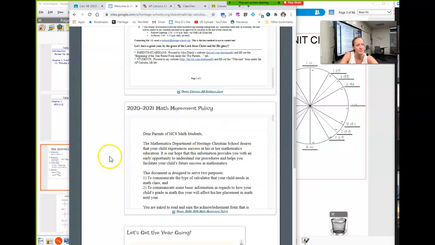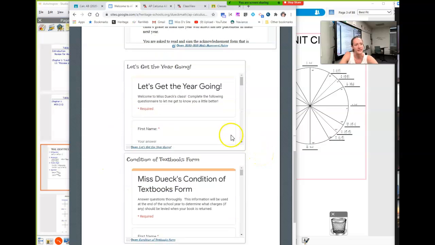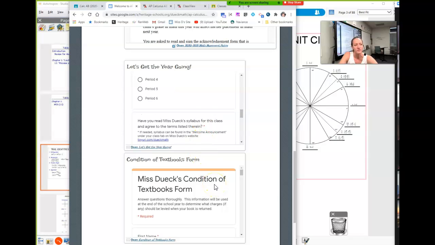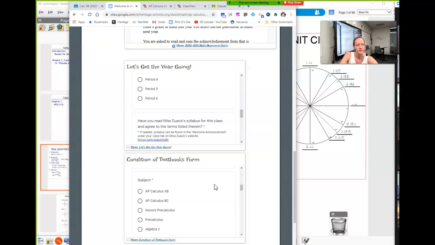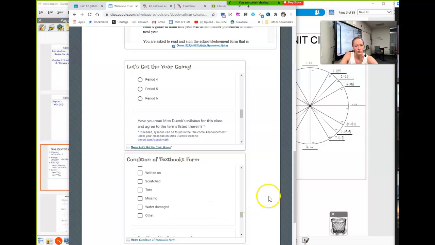And then there's the math movement policy, pretty much just for your parents if they want it, but otherwise you guys are already in Calc AB. You don't really need that as long as you have your graphing calculator. And then you have your 2 forms to fill out. The condition of the textbooks: if you picked up a textbook from me yesterday, there's a book number. Please make sure you put that book number here and that you answer some questions about it.